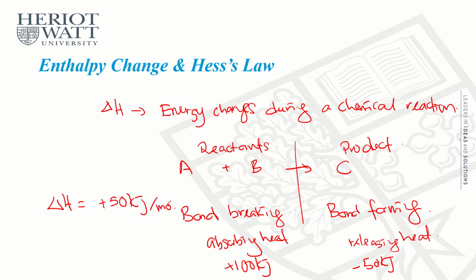Kilojoules per mole, because everything in enthalpy change is always per mole of A or B and per mole of C produced. I will explain further on that. Why is it always per mole? In this case, the energy difference between bond breaking and bond forming is positive 50, because I absorb 100, I release 50, and I still have 50 with me. So this is the energy change.